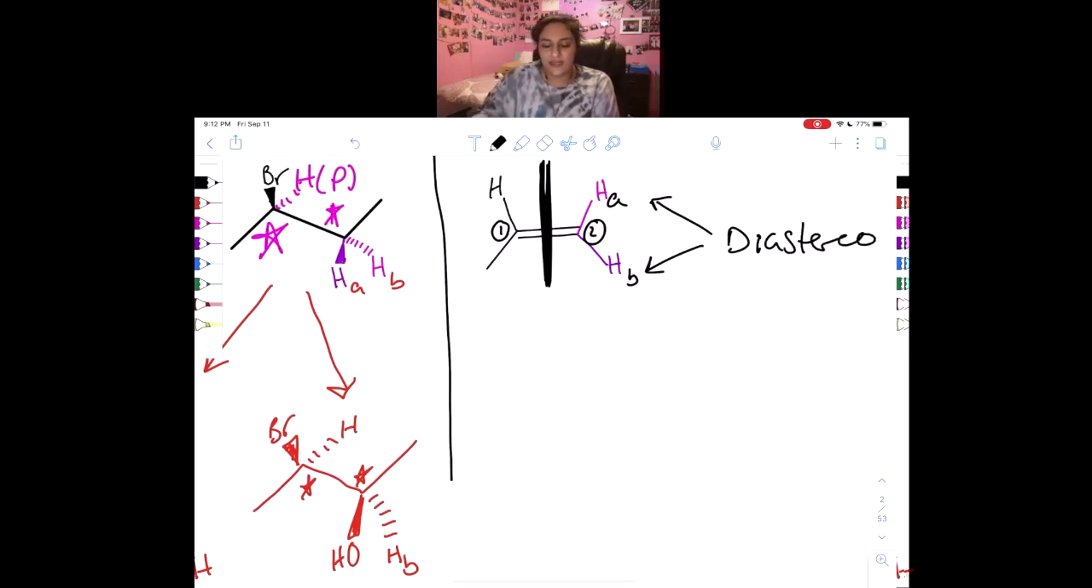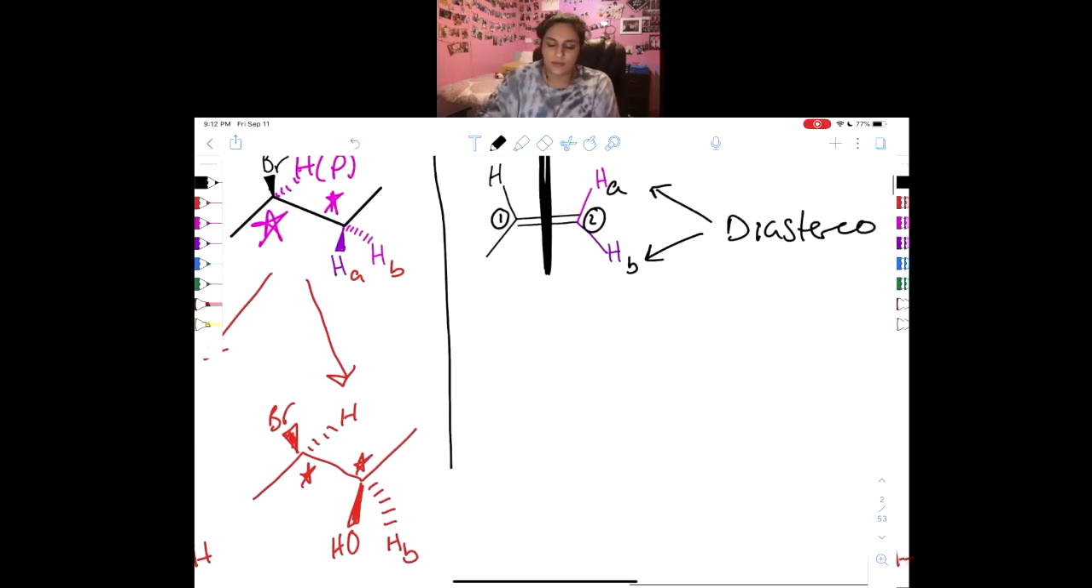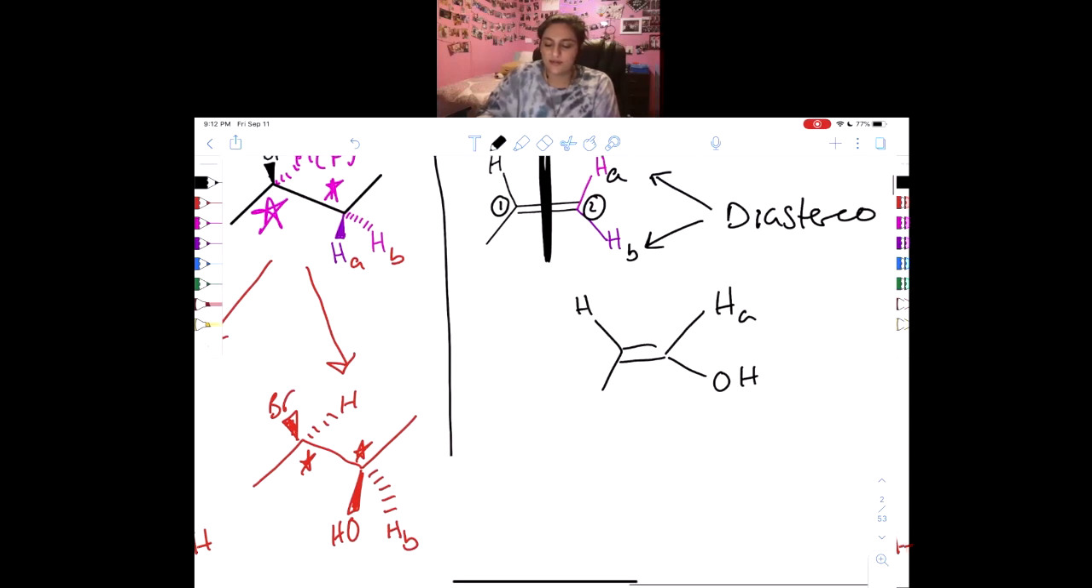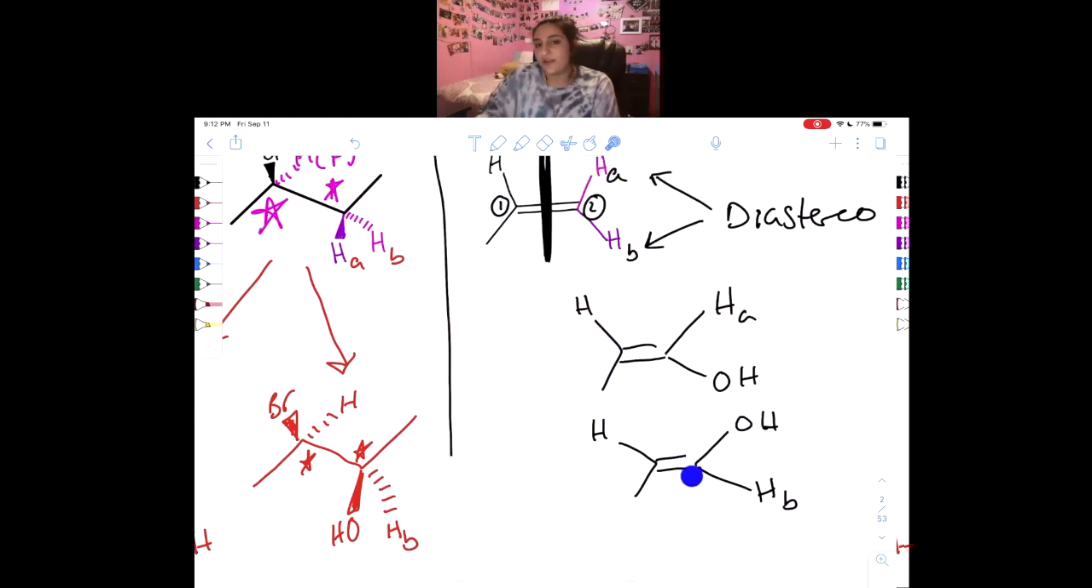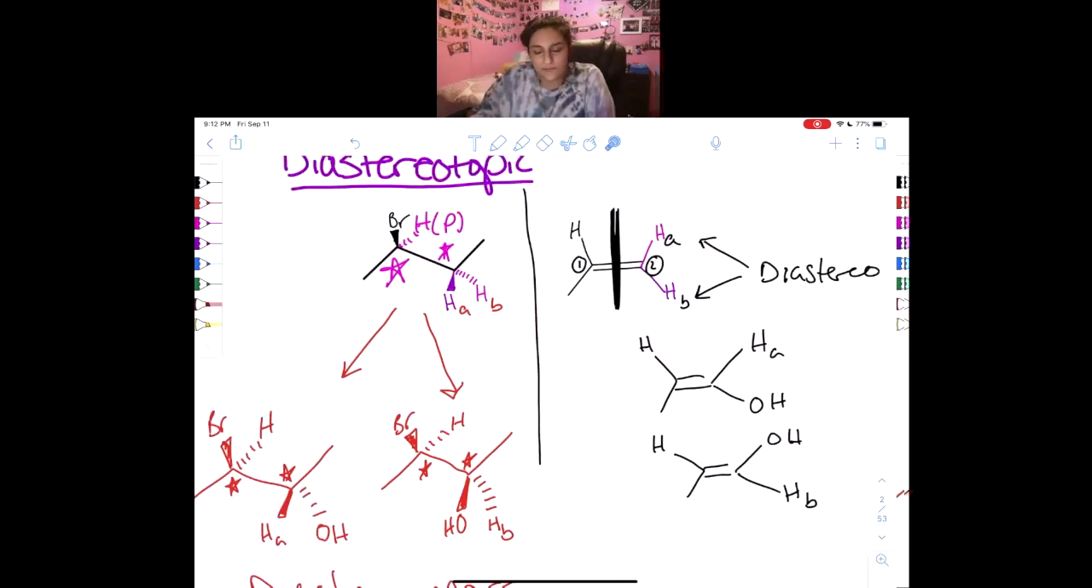And the reason for that is, let's substitute one more time. If we substitute HB versus HA, we get two different molecules, and that is because we do not have free rotation across this double bond. So the configuration we get is the configuration we're stuck with, and they are different. So these two hydrogens are completely different.